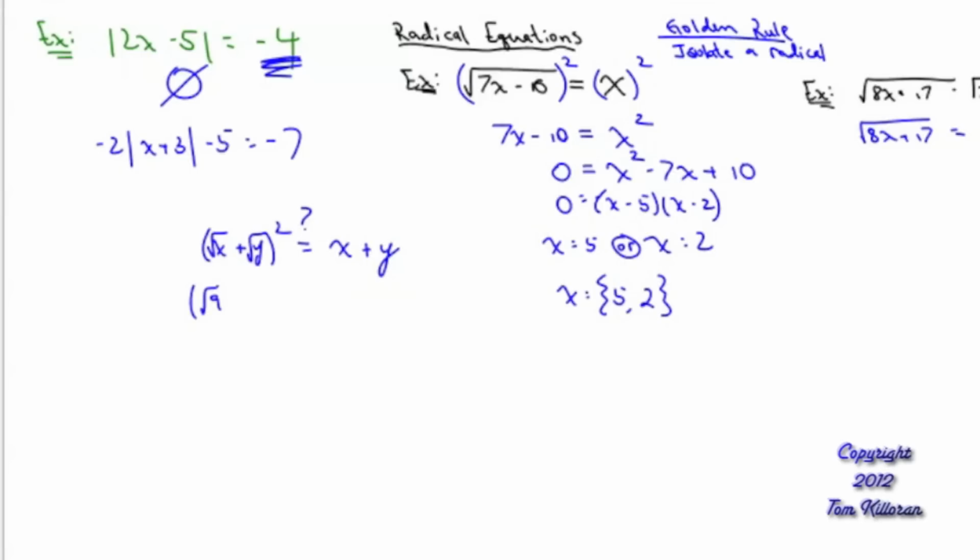Square root of 9 plus the square root of 4, squared. Does that equal 13? No, because the square root of 9 is 3, the square root of 4 is 2, and 3 plus 2 is 5. Holy humdinger. It's 5. 5 squared is 25. It's not 13, it's 25. So this is not true.